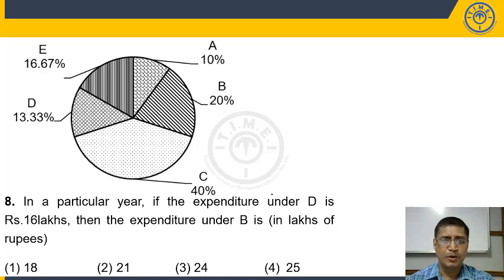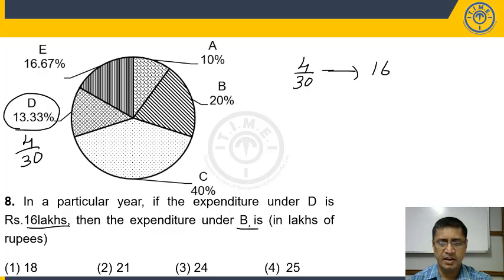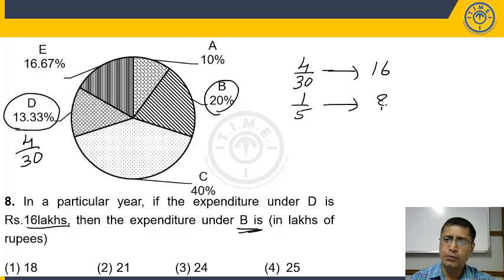Yes, my dear students, hope you are copying all these explanations. In a particular year, if the expenditure under D is 16 lakhs, then the expenditure under B is how many lakhs of rupees? What is the value of D? Already we found the value of D in the previous example. How much is it? 4 by 30. That 4 by 30 is equal to how much? 16 lakhs. Then what is asked here? B value to be found. B value is 20%. That is 1 by 5 is equal to question mark.